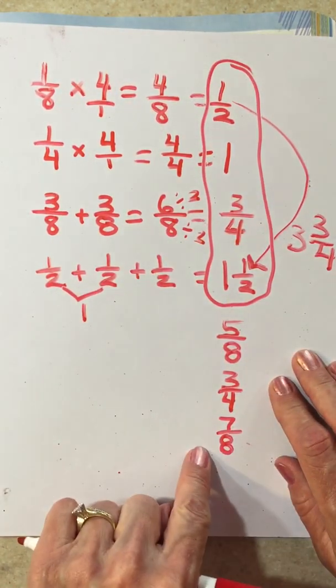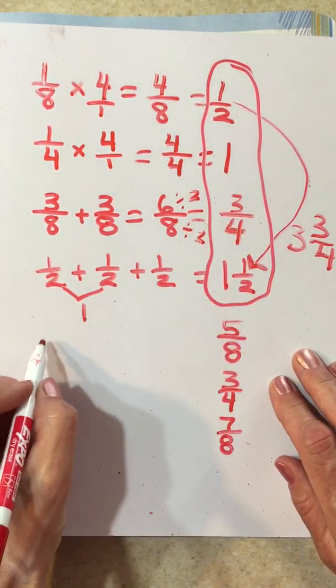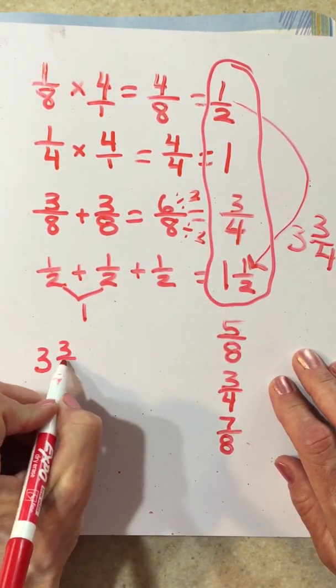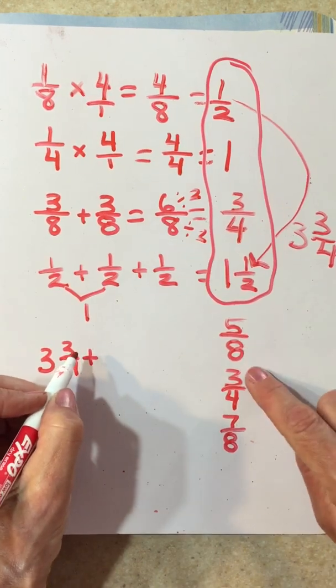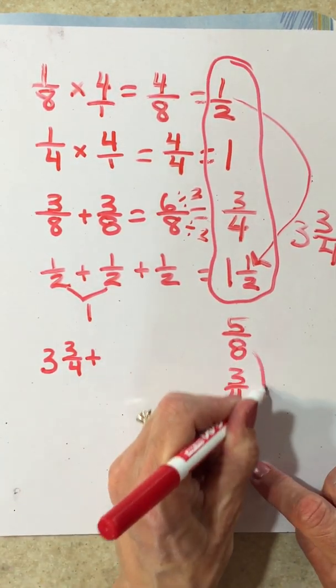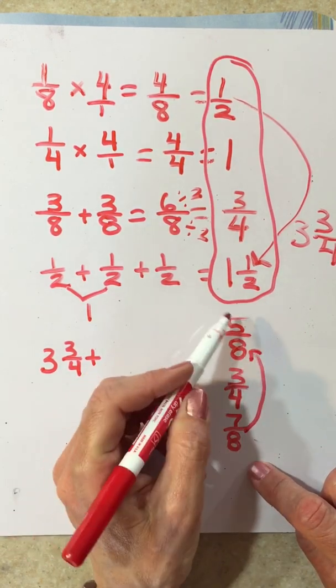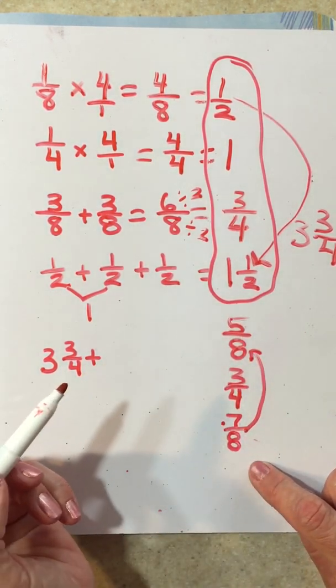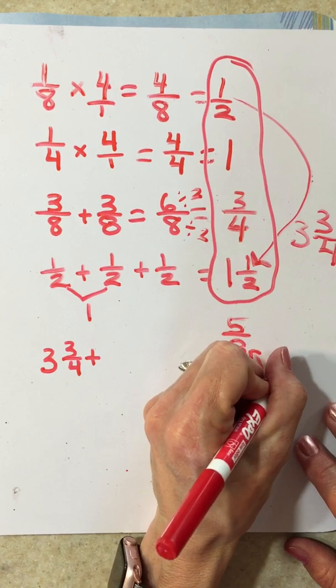Now I have to add these on. So far I've got 3 3/4, plus these guys. I see a couple of eighths. Let's put these two together. If I have 5 plus 7, that's 12 eighths.